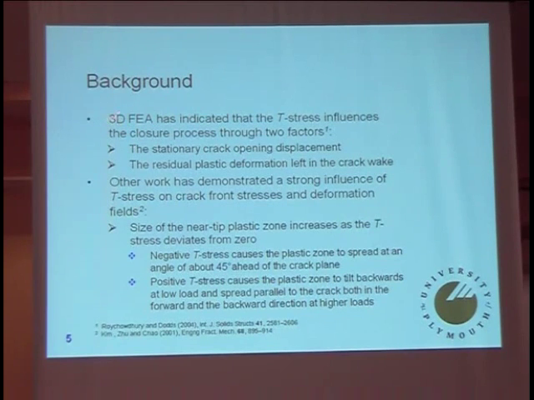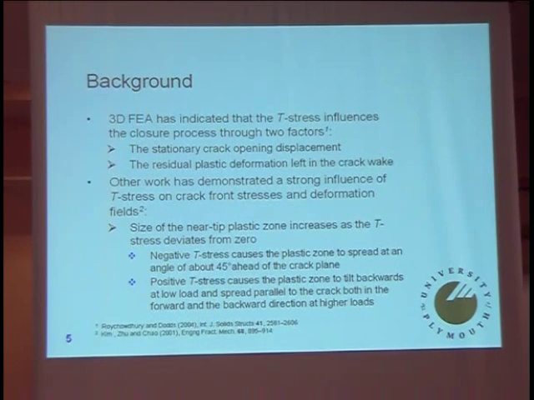Another work, using 3D finite element analysis, has indicated that T stress influences the closure process, in other words, the shielding process, through 2 factors: the stationary crack opening displacement and the residual plastic deformation of the wake. And other works demonstrate a strong influence of T stress on crack front stresses and deformation fields.